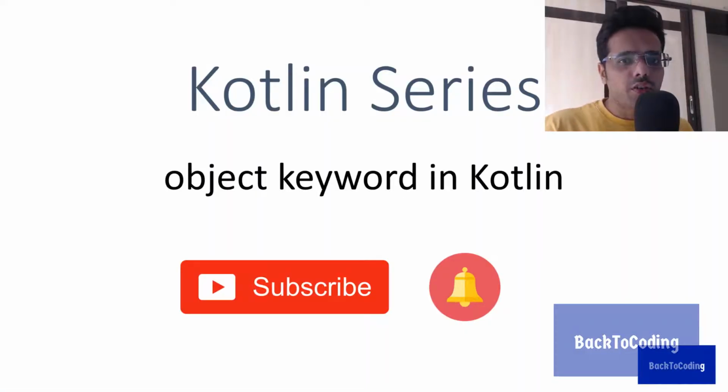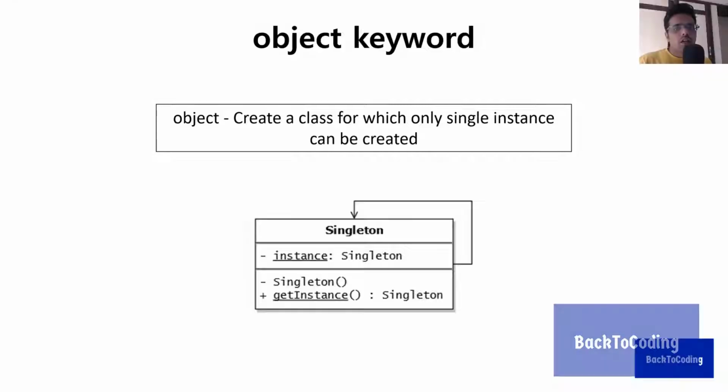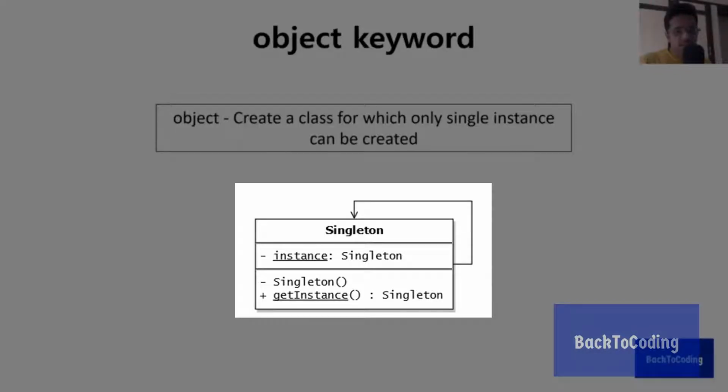In the previous video, we saw data classes in Kotlin. In this video, we will see the object keyword in Kotlin. Kotlin introduced a new keyword, object, which is used to create a class for which only a single instance can be created. With the object keyword, we can easily implement a software design pattern, which is the singleton pattern.